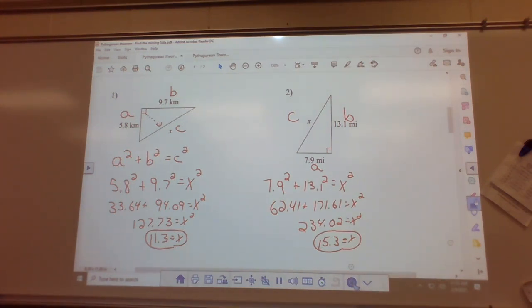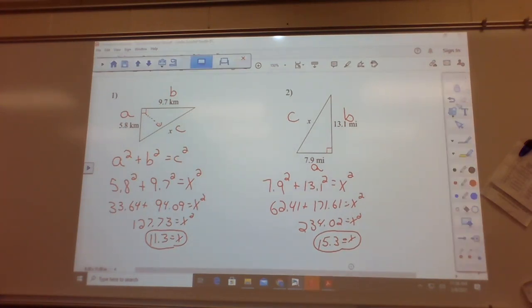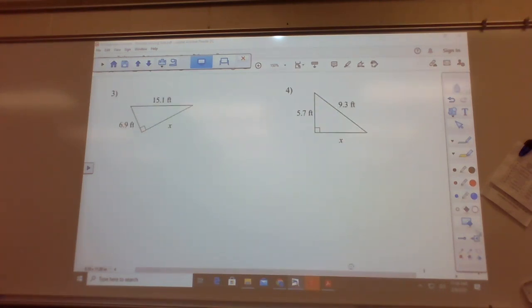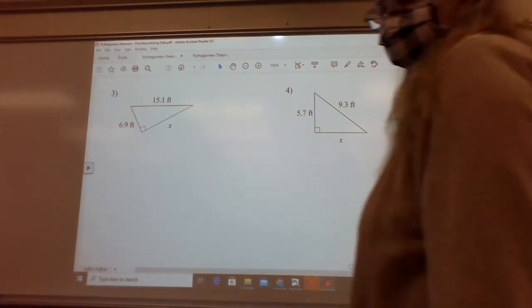So my first two examples, those had the hypotenuse being the missing x. Are we okay with ones that look like that? Moving on. Now, number 3 you'll see is a little bit different.